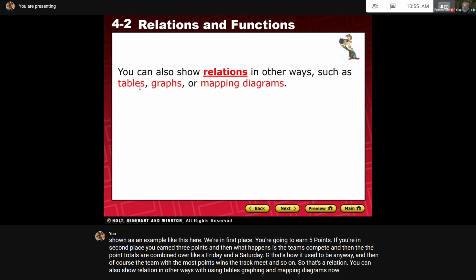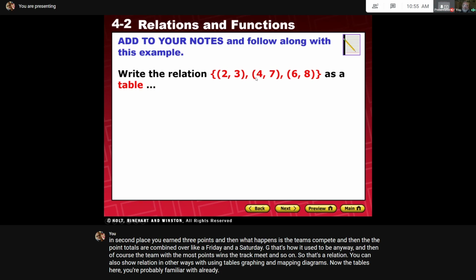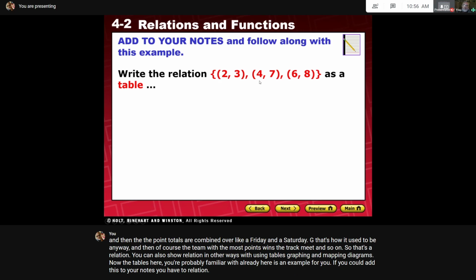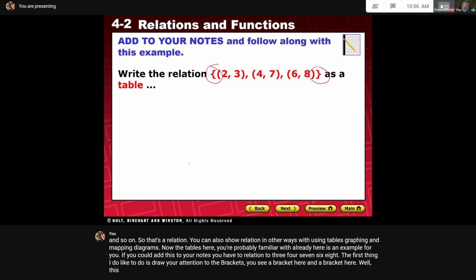Now, the tables here, you're probably familiar with already. Here is an example for you. If you could add this to your notes, you've got the relation 2, 3, 4, 7, 6, 8. The first thing I'd like to do is draw your attention to the brackets. You see a bracket here and a bracket here. Well, this is called set notation.